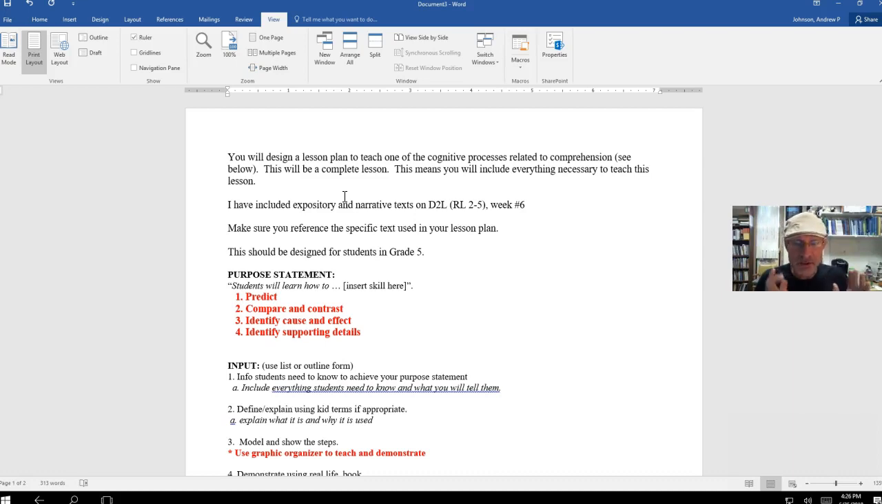That means you need to include everything to teach the lesson. You should be able to take your lesson plan, hand it to a colleague. They should say, okay, and they can replicate exactly what you need to do.